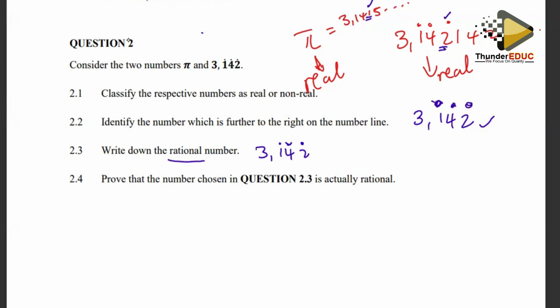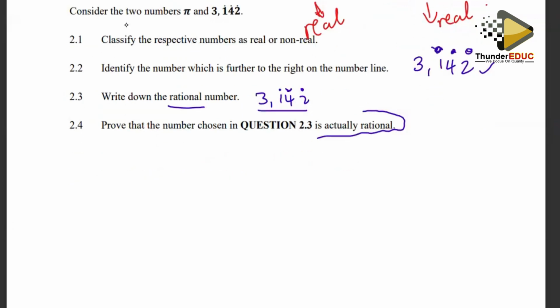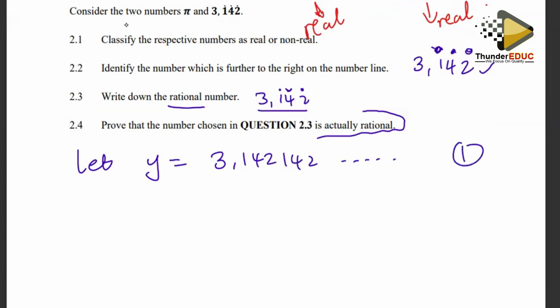Then they're asking us to prove that the number chosen is actually rational. So this is where now we must convert this recurring decimal into a common fraction. So remember the routine, we said let any letter. Let's go with y, okay? y is equal to 3.142142. I'll call that equation 1. Three numbers are repeating, so that's going to be 1,000y is equal to 3142.142142. Let's call this equation number 2.